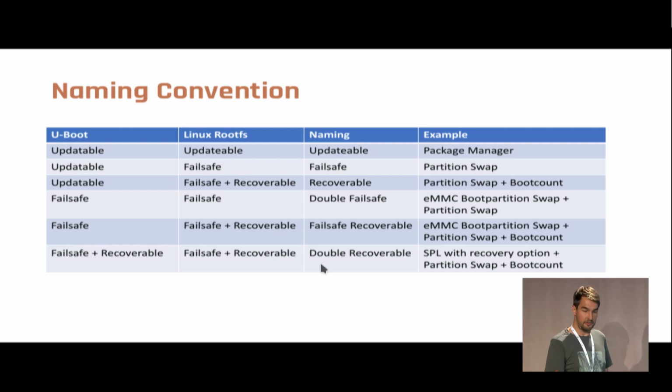I never saw the double recoverable, to be honest. I think that's also too much maintenance effort, because you would have to create a first stage bootloader which then detects that U-boot crashed and then does a fallback, and that I never saw. So what I also know, some customers use fail-safe recoverable, where they have a fail-safe U-boot update and can recover a root FS.